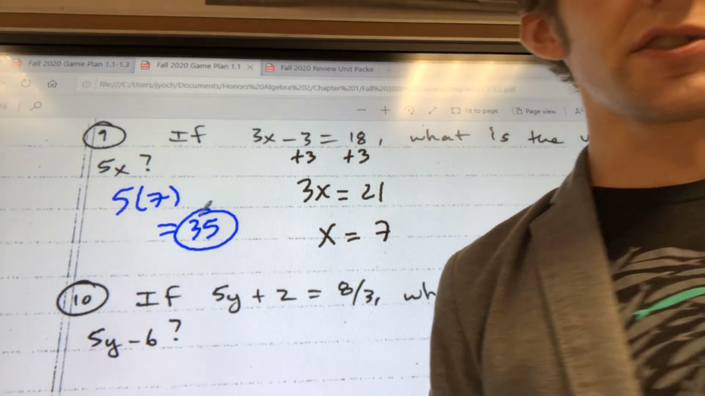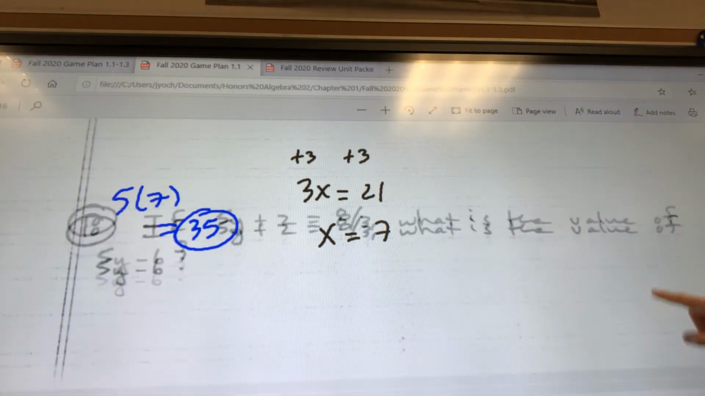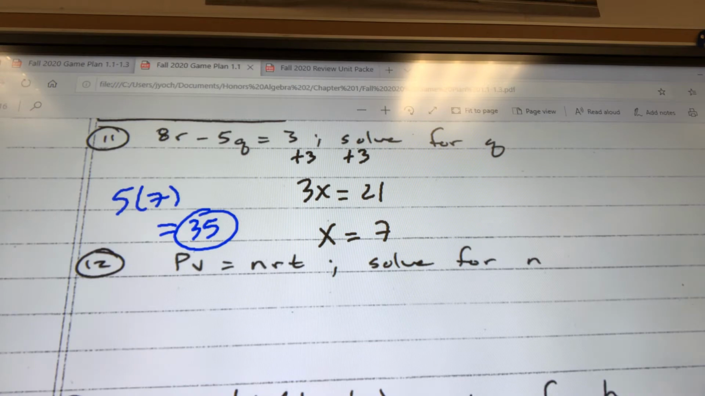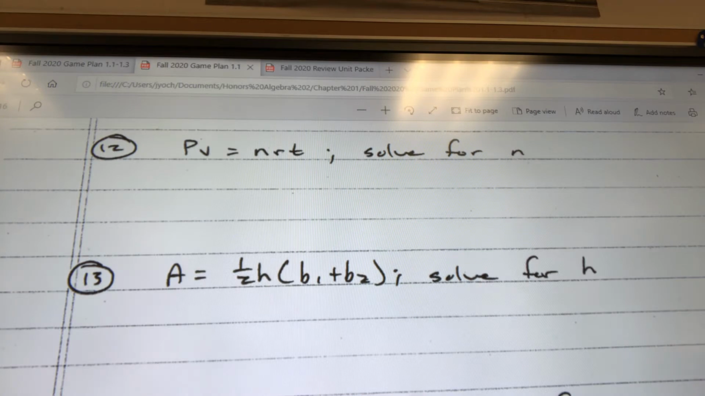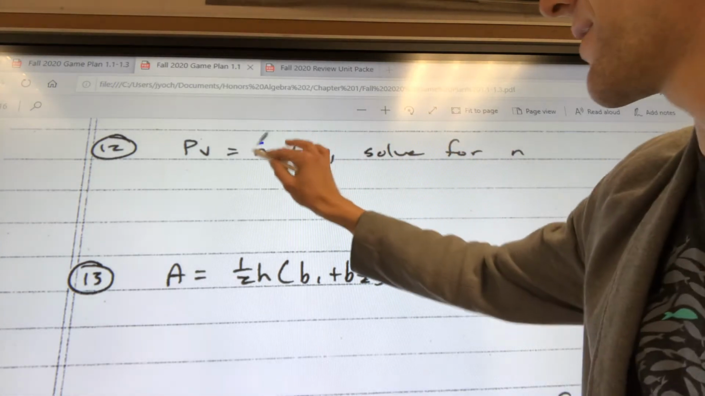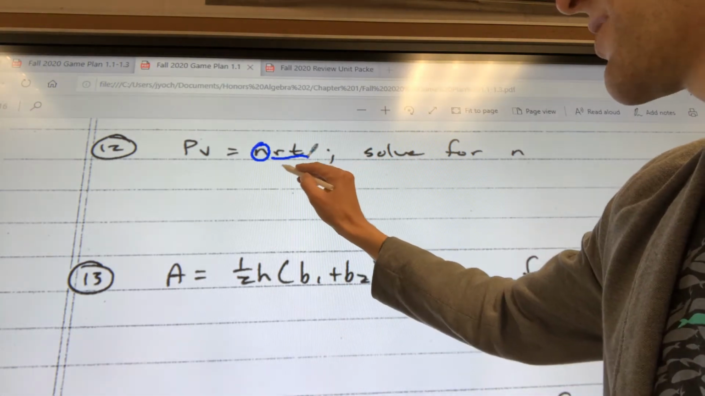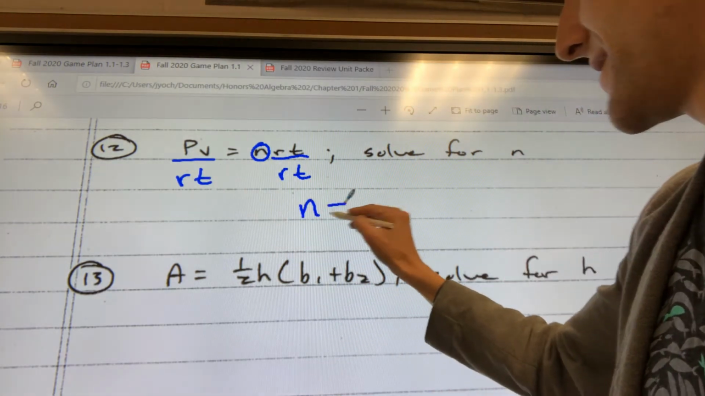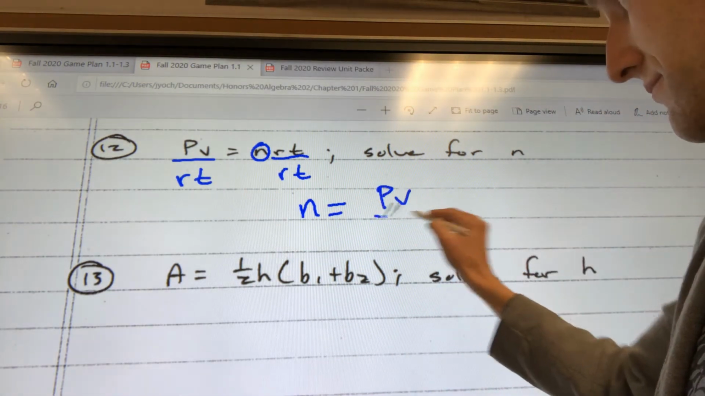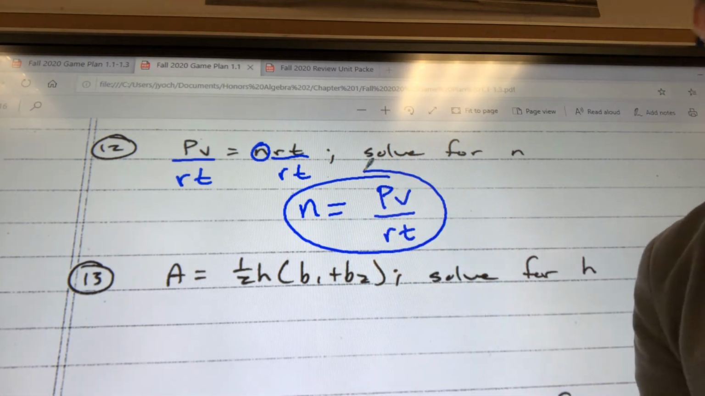Then it gets a little interesting on page 13. Before number 13, number 12. Solve for n. We need to isolate n. If I want to get n all by itself, I'm currently multiplying by RT, so I need to divide by RT. So n is equal to PV divided by RT. Simple as that, folks.